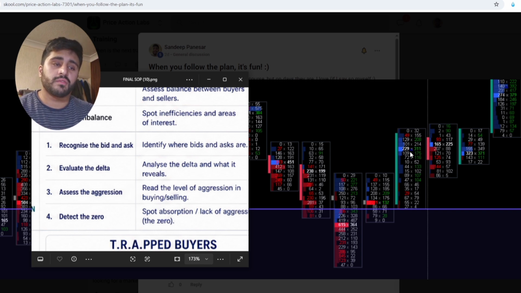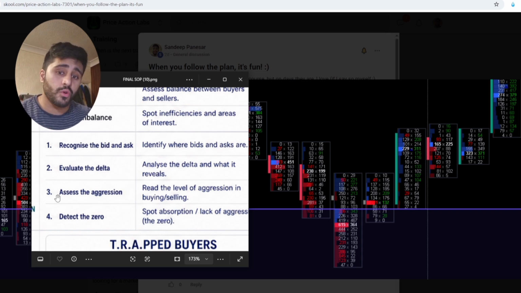Delta is very important. Delta is super important because you then want to move on to step 3, which is assessing the aggression. So I just want to make one thing clear. If you are trying to trade a key level and you have no idea who is aggressive, or you don't know where the delta is, then you unfortunately are gambling. I want to try and move you away from a gambling trader to actually being profitable, actually passing prop firms, actually taking out payouts.